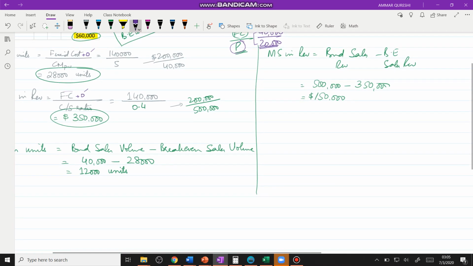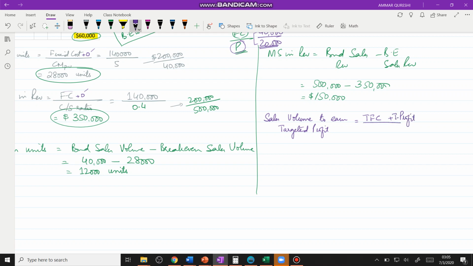Now what I'm trying to explain is, see, the sales volume to earn targeted profit is simply total fixed cost plus profit, whatever profit you want to earn, the targeted profit, divided by contribution per unit. So it's simply the break-even formula, with the only difference being that we extra added this part here. This part is additional, but otherwise it's the break-even formula, right?